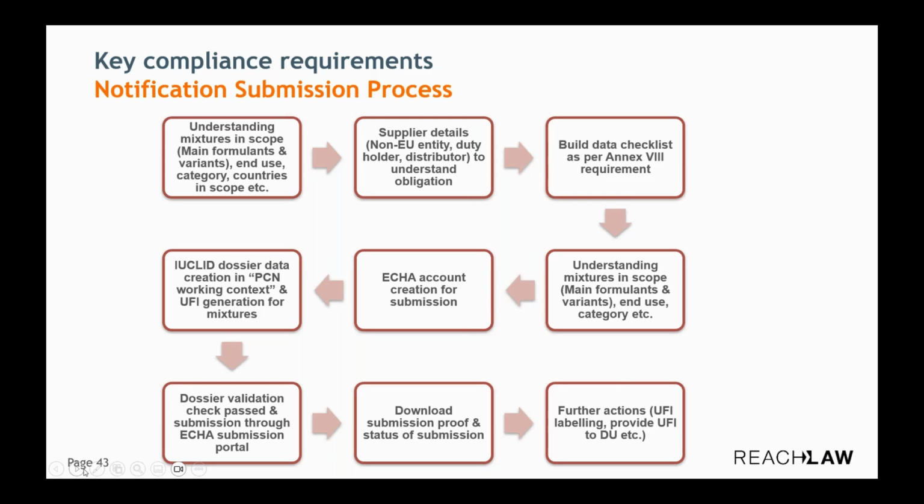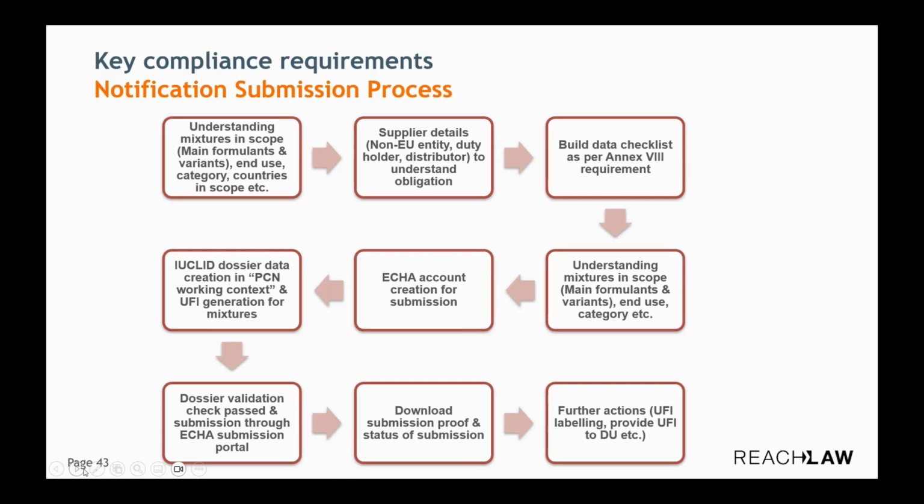Then we should understand mixtures in scope, if there are main formulants and variants present, and other identifiers are present. We have to execute the submission by creating an ECHA account, and then we need to create the IUCLID dossier. We need to generate the UFI for your mixtures. You need to manage your UFI, and after preparing the dossier and before submitting it to the poison center body, you need to validate it via the tool which you are using.